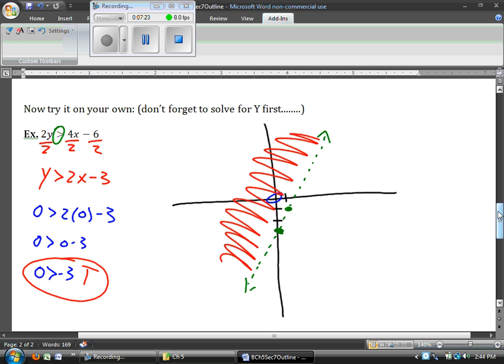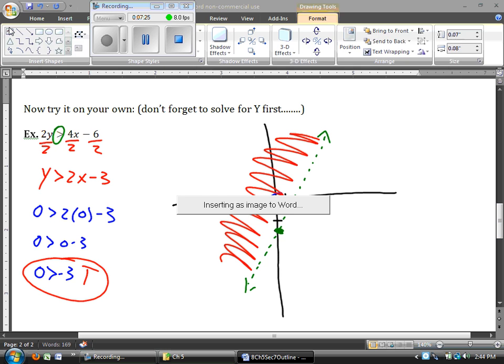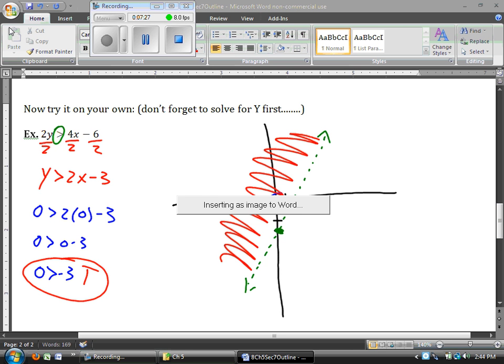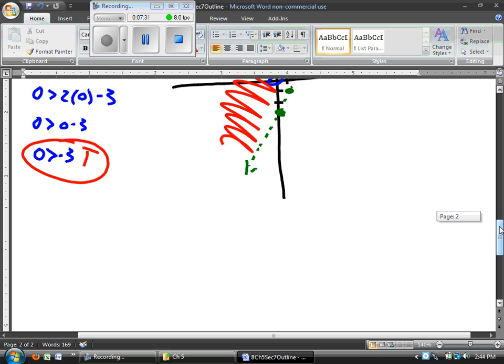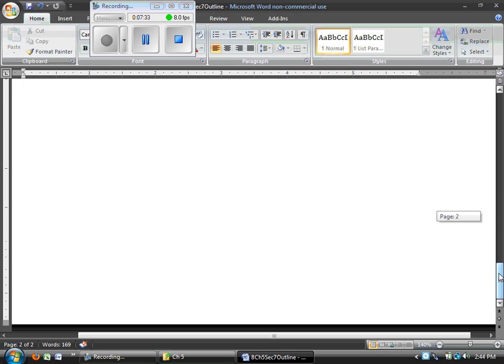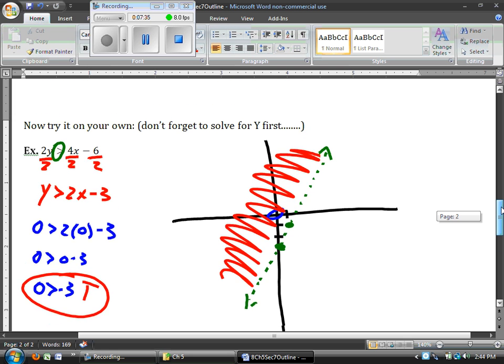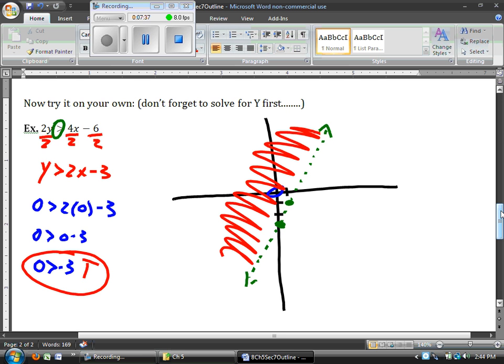All right. Hope that worked out for you. Hope you got it right. And if not, we'll do some more practice with it. That was all we have for this section. That's really all it is. Graph the line, check solid or dot, and shade one side or the other.